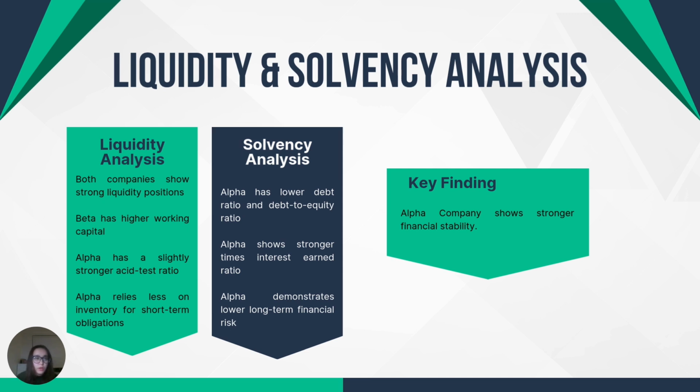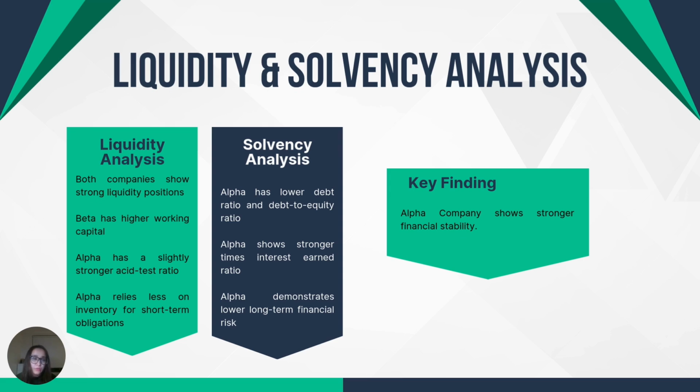So first of all, we talk about the liquidity and solvency. From the liquidity analysis, we could see both companies show strong liquidity positions, and Beta company has higher working capital, and Alpha company has a slightly stronger acid test ratio, and Alpha company relies less on inventory for short-term obligations. And about the solvency analysis, Alpha company has lower debt ratio and debt to equity ratio.